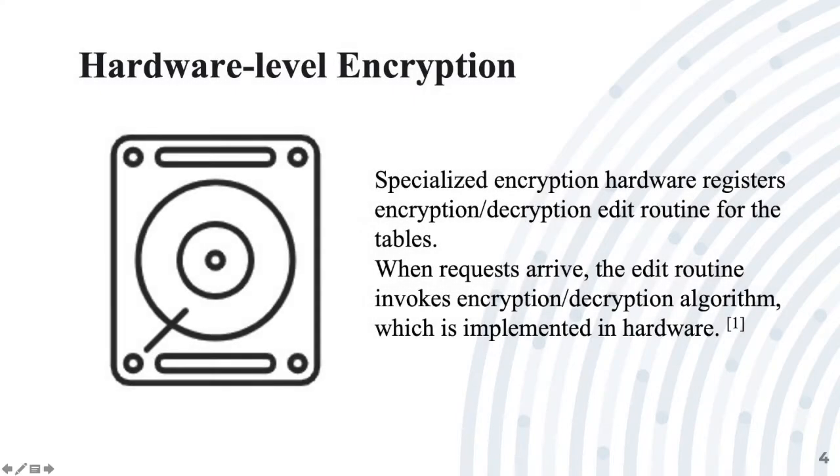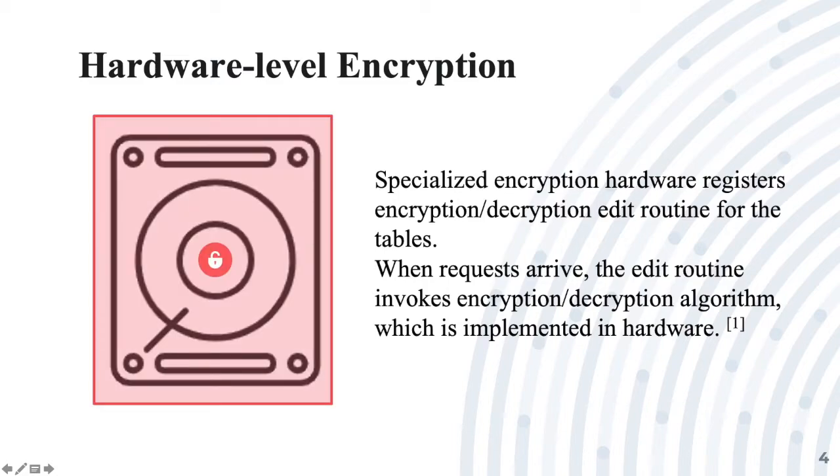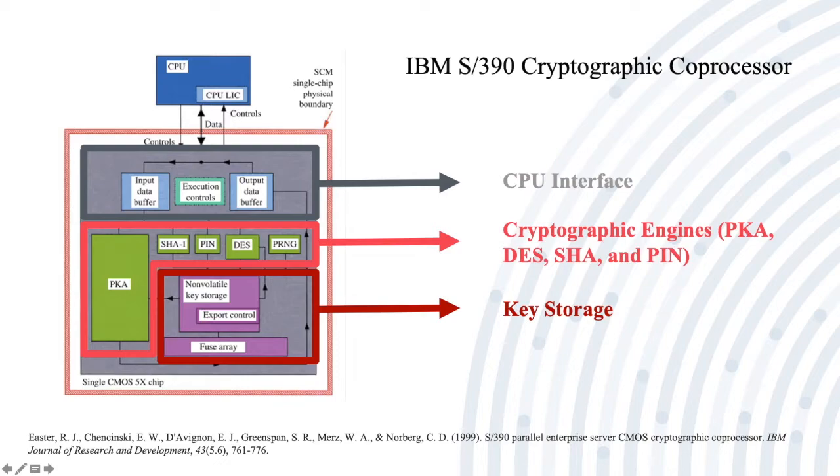Data encryption algorithms can be implemented on both hardware and software level. For hardware level, specialized hardware uses implemented encryption and decryption algorithms to process read and write requests. For example, the IBM S390 cryptographic coprocessor. It uses Integrated Cryptographic Service Facility libraries for database encryption. It supports CPU interface, cryptographic engines, and key storage.